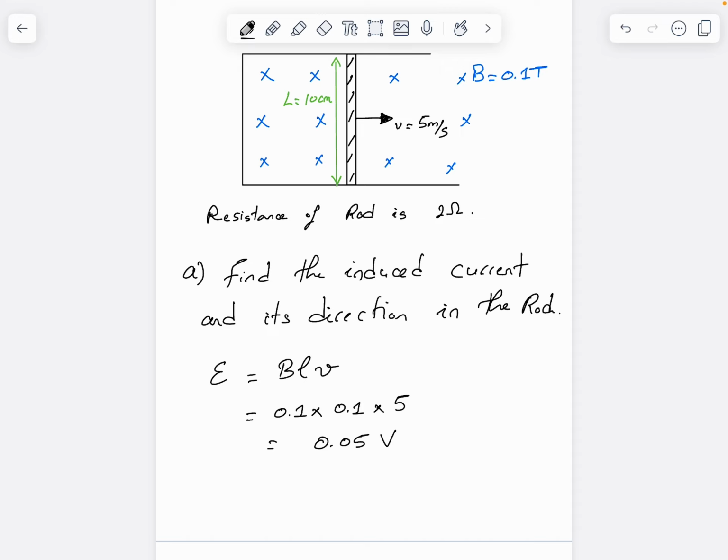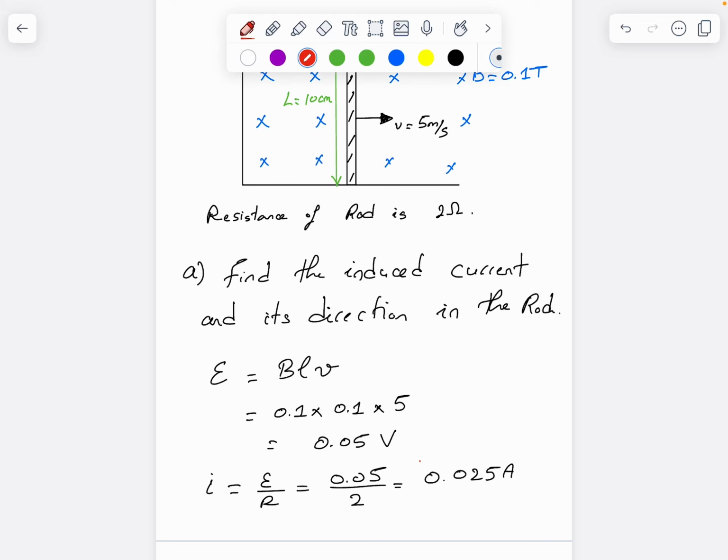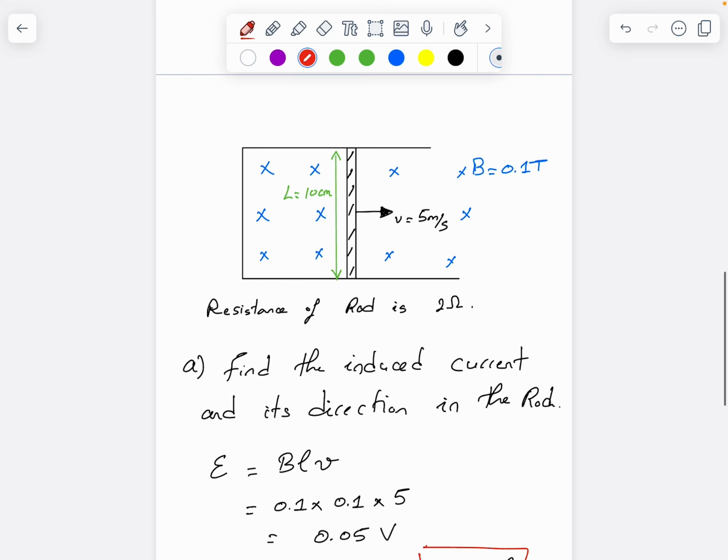That's the EMF. So the current now in the circuit using Ohm's law will be E over R, which is 0.05 over the resistance, which is 2 ohms in that case. And it's going to be 0.025 amperes. Now, how to find the direction of that current? Is that current going to go in a counterclockwise direction, or is it going to go in a clockwise direction? How do we know that?